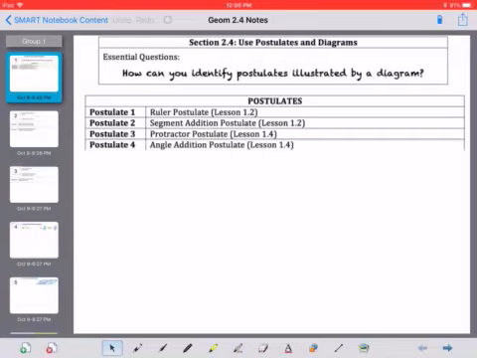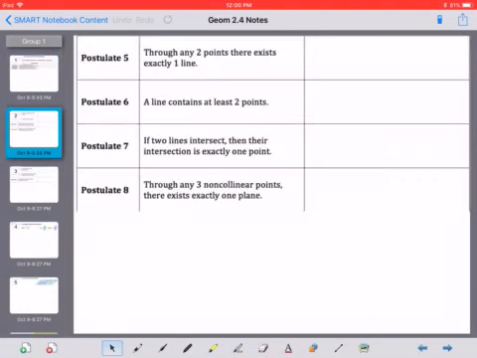Today we're going to jump ahead to section 2.4 and learn some new postulates and how to use those to identify some things in drawings. The first four postulates are here. We covered those in chapter 1, but let's jump ahead to postulate 5 and draw a picture to illustrate these. Postulate 5 tells us that through any 2 points, let's call them A and B, there exists one line and only one line.